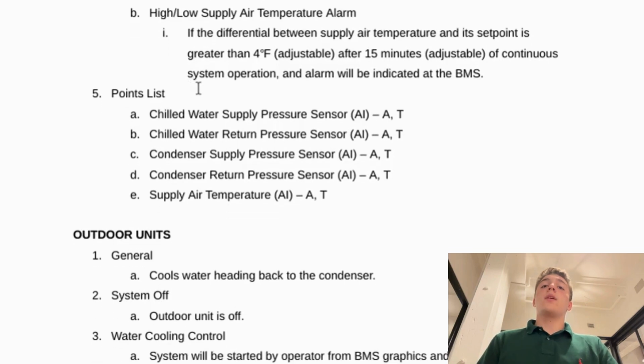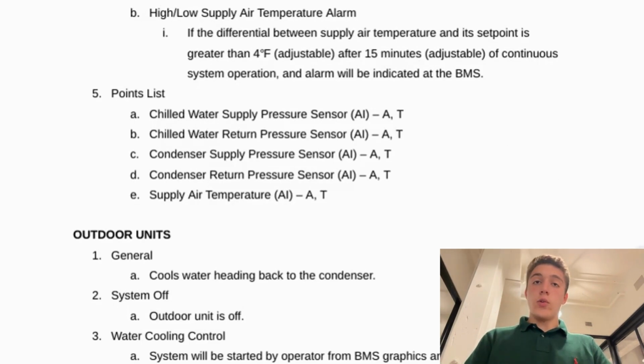Next, the points list, we have the chilled supply pressure sensor, the return pressure sensor, the condenser supply, and return pressure sensors. These are all analog inputs with the supply air temperature for this high-low supply air temperature alarm.